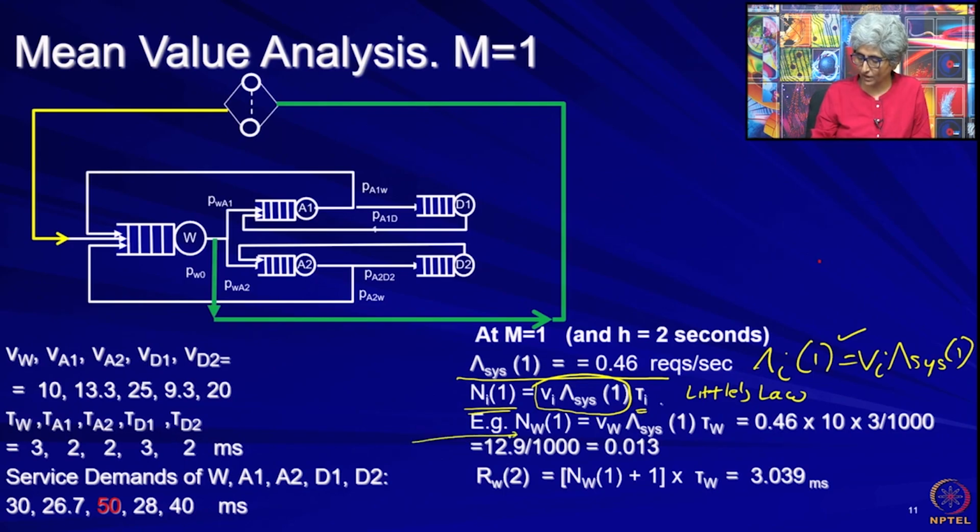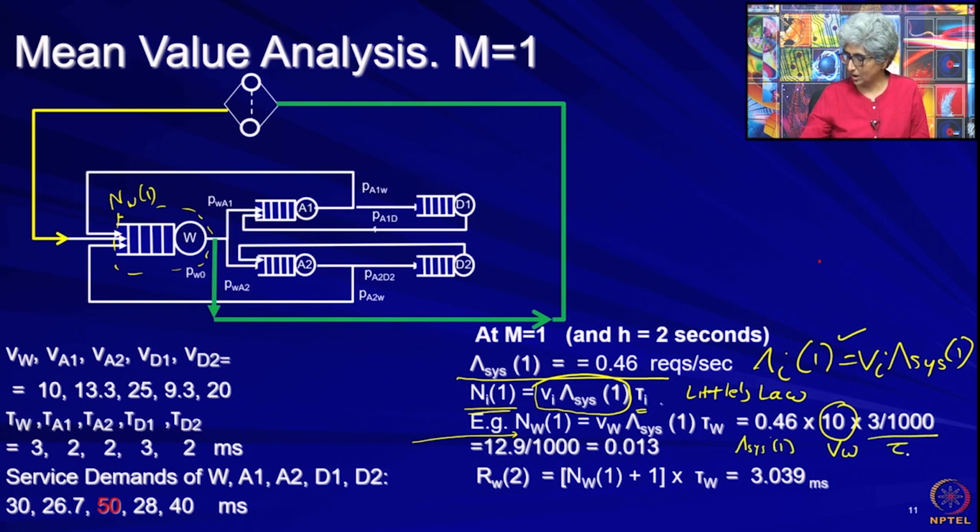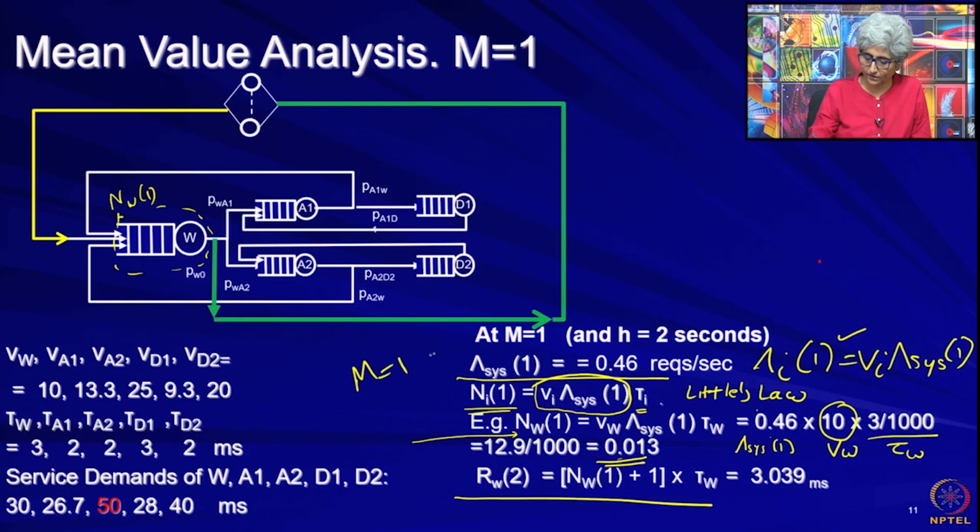For example, if we do the calculation for the web node, we are trying to find NW when the number of customers in the system is just 1. That is VW multiplied by lambda sys(1) multiplied by tau W. So 10 is VW, this is lambda sys(1), and this is tau W in seconds. We multiply all of this, since this is requests per second, we want this in seconds, and that gives us 0.013 as the average number of customers at the web server.